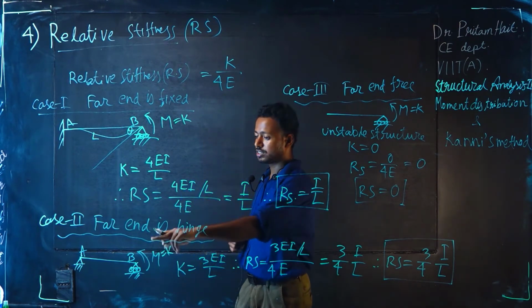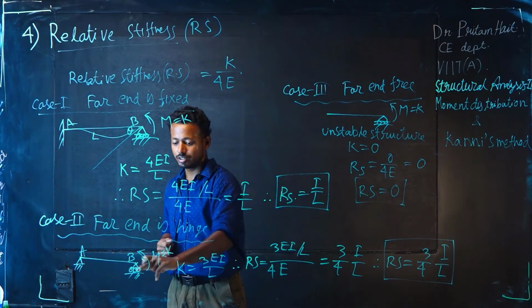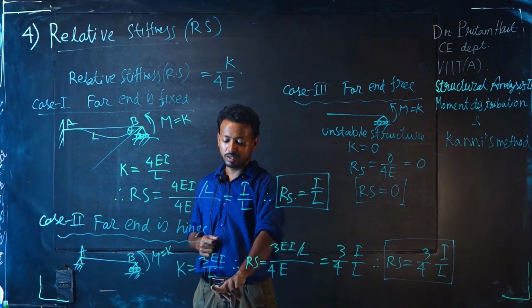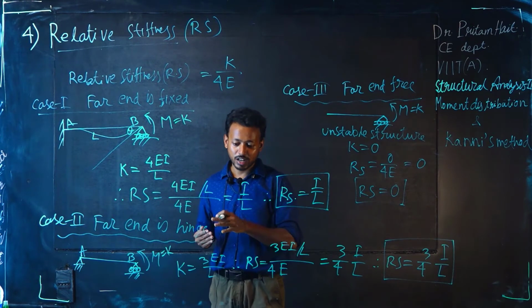Now come to second case, for far end is hinged. If the far end is hinged, what will be the relative stiffness? The actual stiffness will be 3EI by L. You have calculated in the earlier slide.